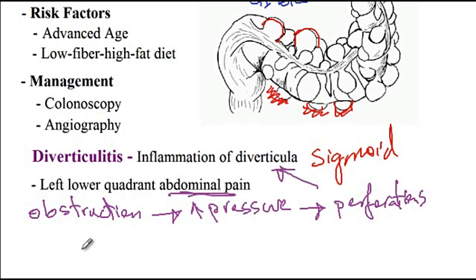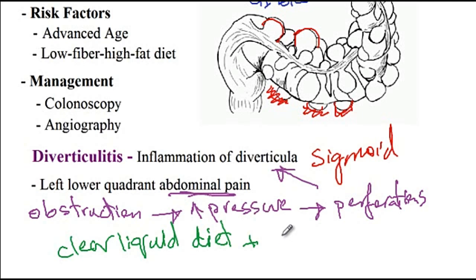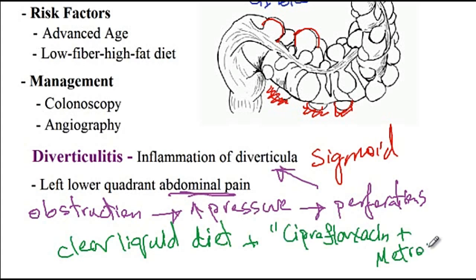For the treatment of these patients, you will have to provide them with bowel rest, with a clear liquid diet, so that the GI tract doesn't have to work as hard. And then you have to provide them with antibiotics, which include ciprofloxacin as well as metronidazole.